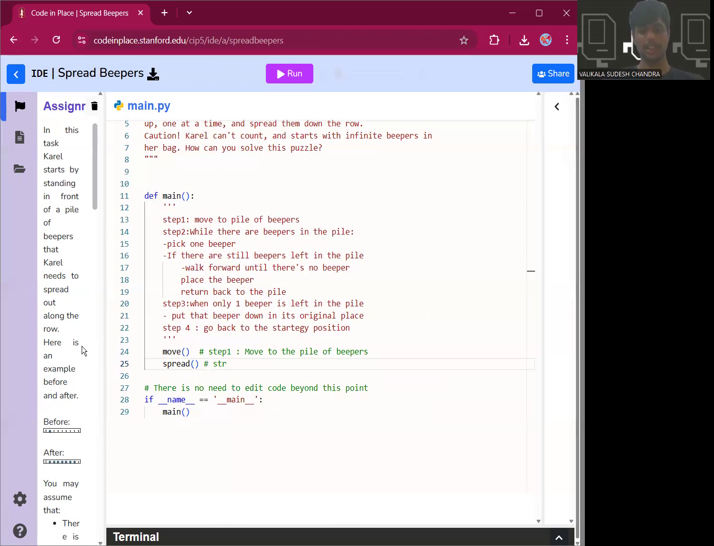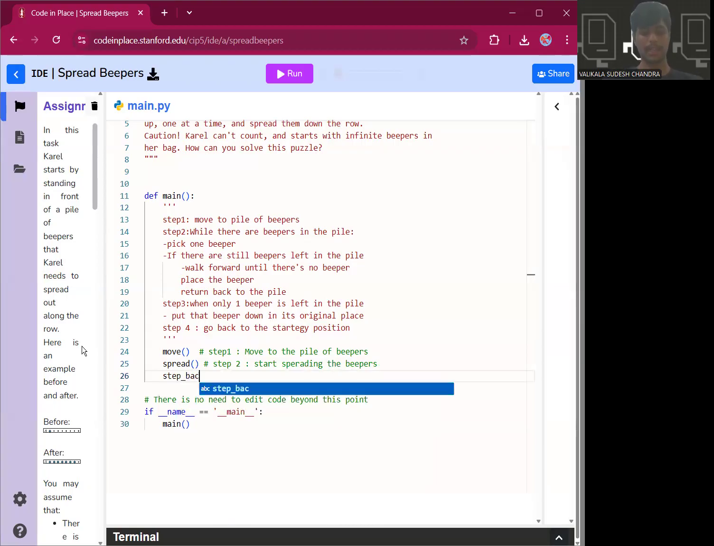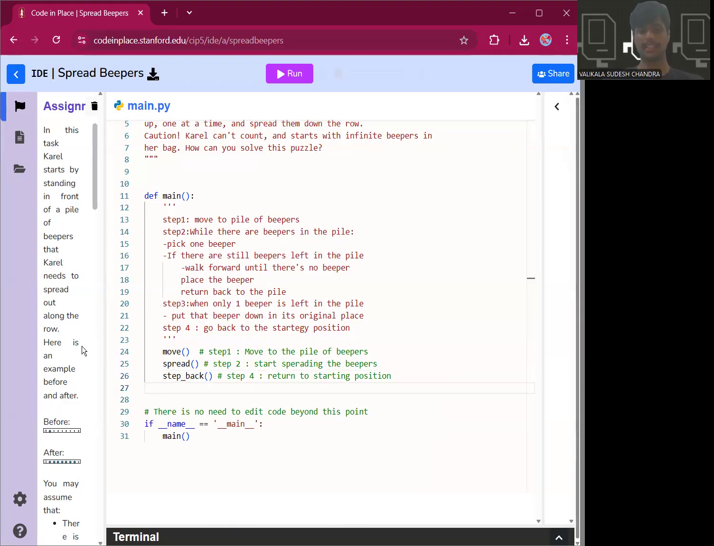That is a function to start spreading the beepers that we are writing. It is a custom-made one. Step back. It is step 4. That is returning to the starting position. That is the 3 operation.